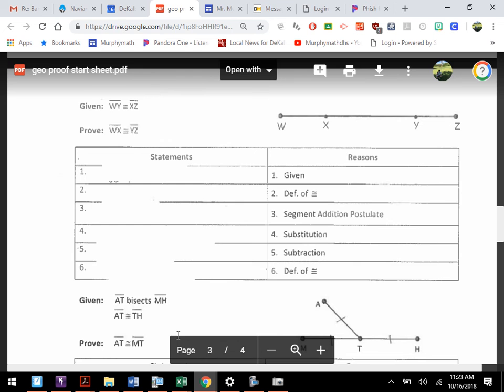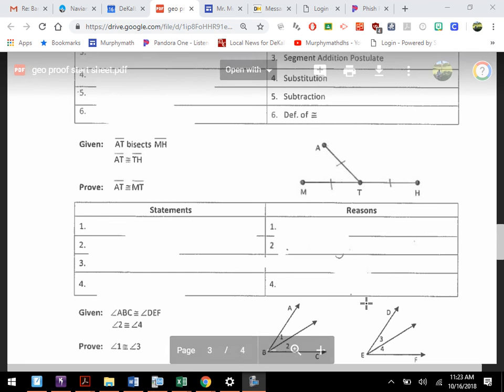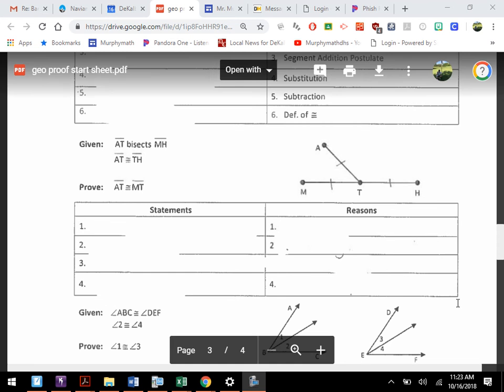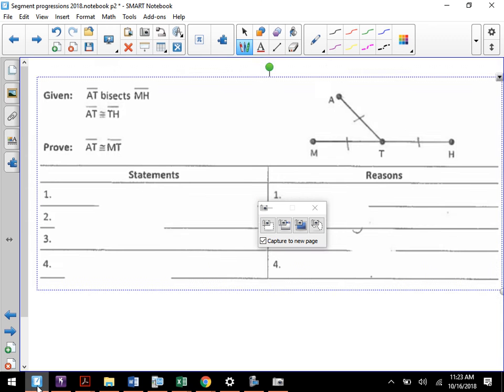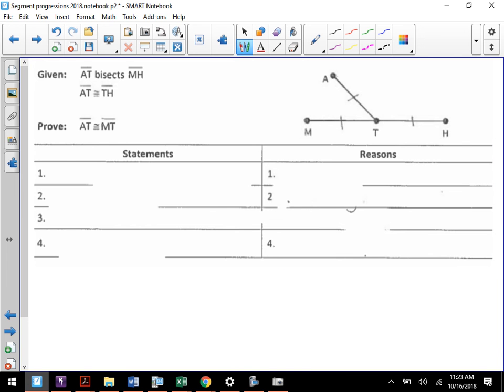And then lastly, this last one is really fast. What does the segment bisector do? Bisects the segment. So, according to your progression sheet, when you have a segment bisector, what did it say to do next? State the segments that are congruent.